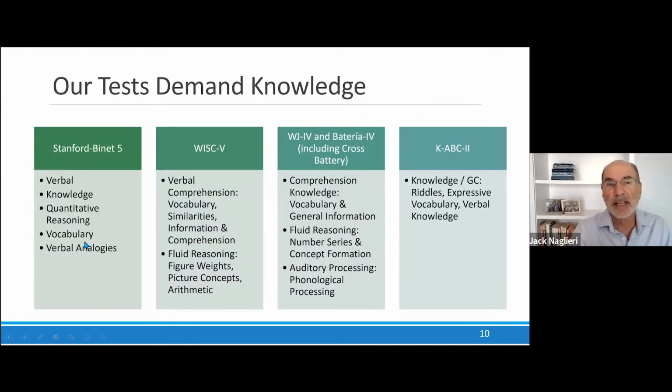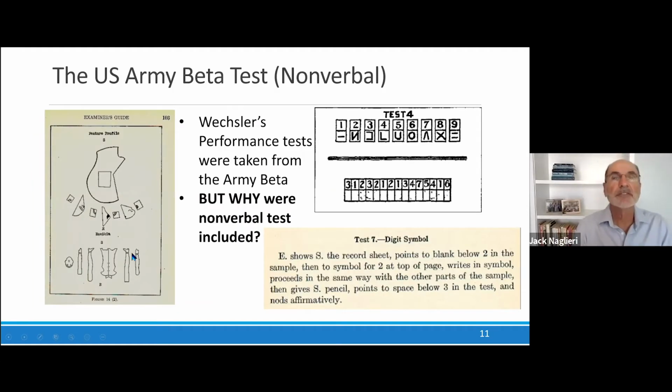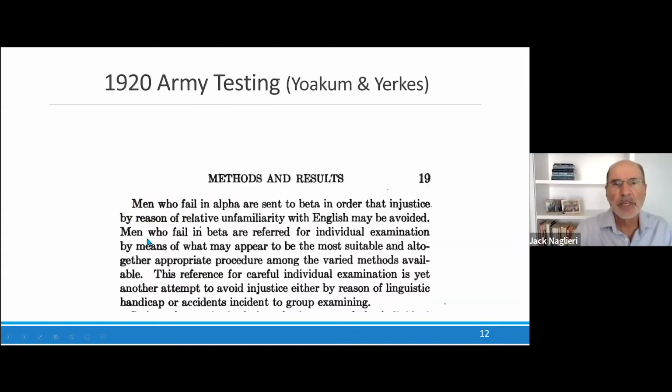And if you look at the kinds of subtests on the major tests today, they all are so intertwined with knowledge. This is a fundamental problem. Now, we have the nonverbal tests. And I think it's important to reflect a little bit on why Yoakum and Yerkes and Otis had those nonverbal tests. Because they recognized that when they gave the Alpha tests, men who fail in Alpha are sent to Beta, the nonverbal, in order that injustice by reason of unfamiliarity with English may be avoided. That's really clear. It's on page 19 of their book.